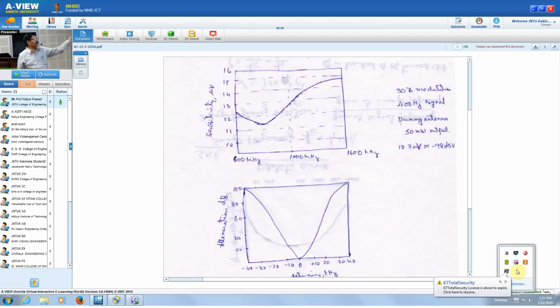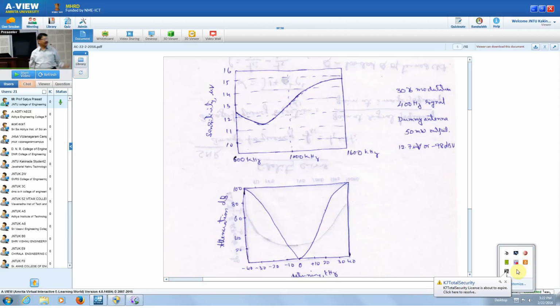So this is what your sensitivity consists of. AM receiver sensitivity depends on application. Different radios with different amplification of the stages that we have to have. So that's what your sensitivity is.